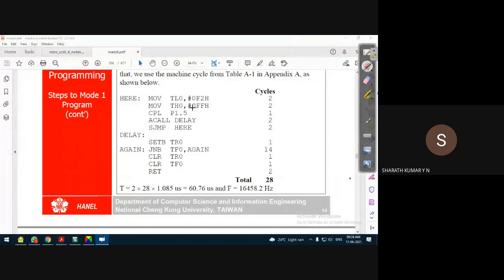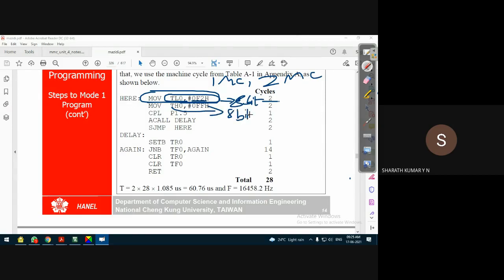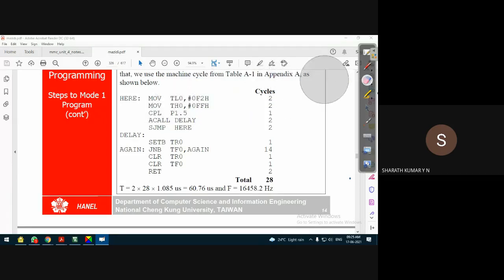Let us understand this in terms of machine cycles. A move instruction, depending on the source and destination, may take one machine cycle or two machine cycles. It depends on what it is dealing with. In this case, it is dealing with timers. Of course TL0 is 8-bit and TH0 is also 8-bit, but since it is a timer, the move instruction takes two machine cycles. So the first move instruction takes two machine cycles, the second takes two machine cycles, and the complement instruction takes one machine cycle.